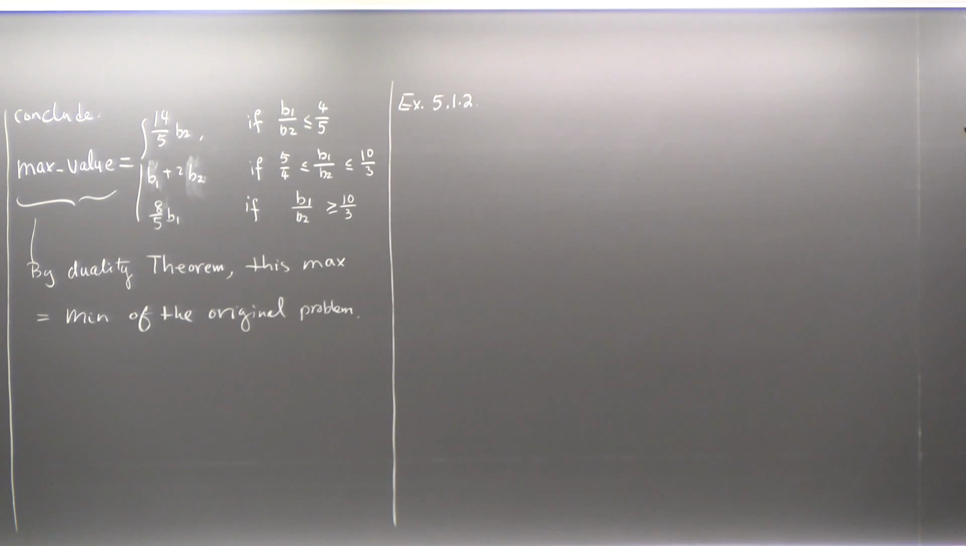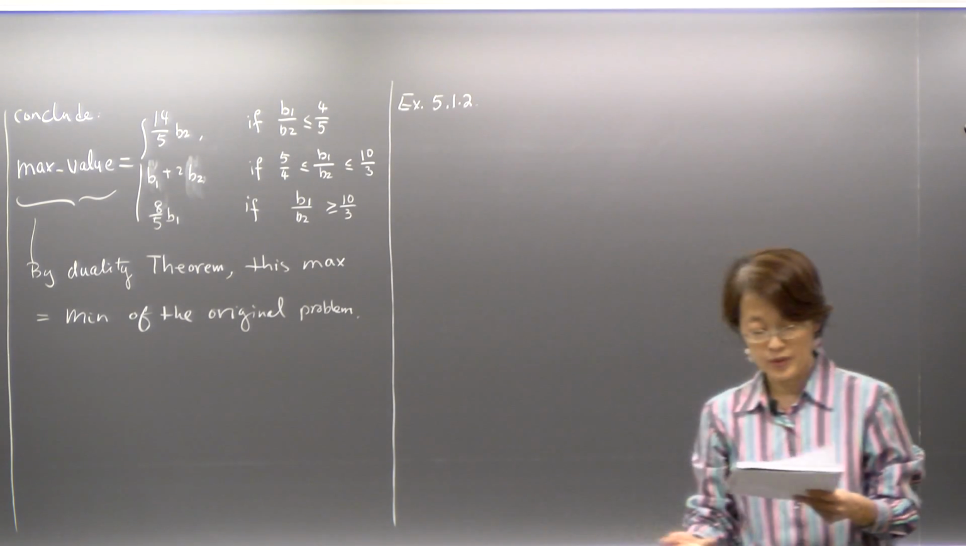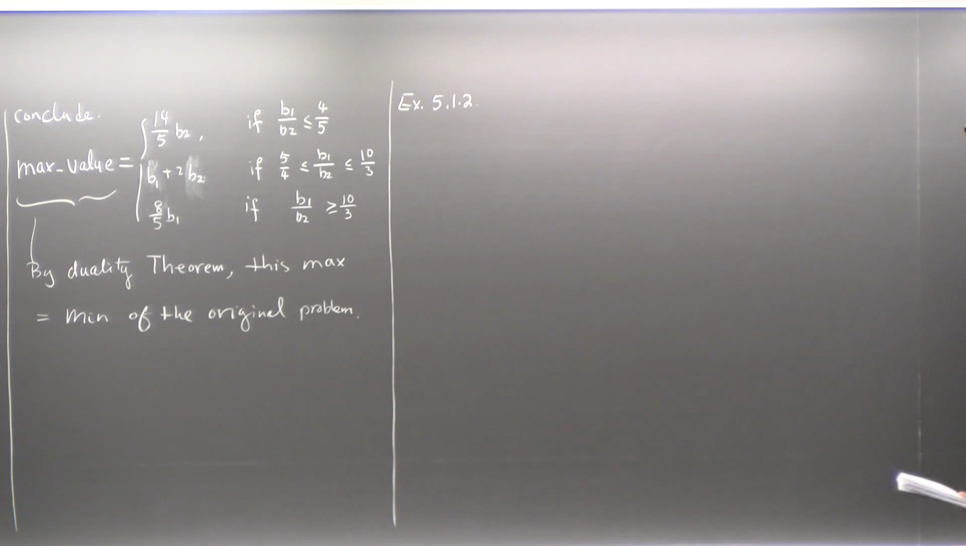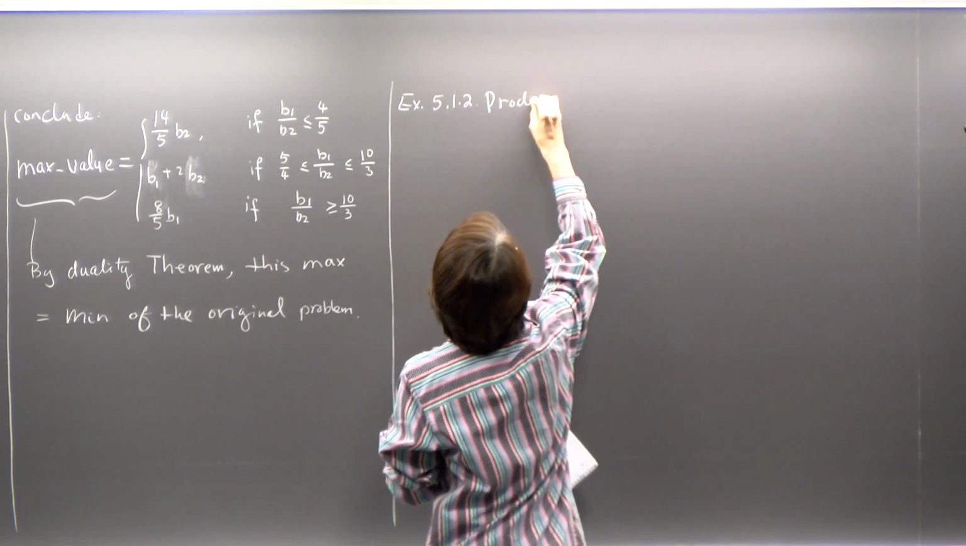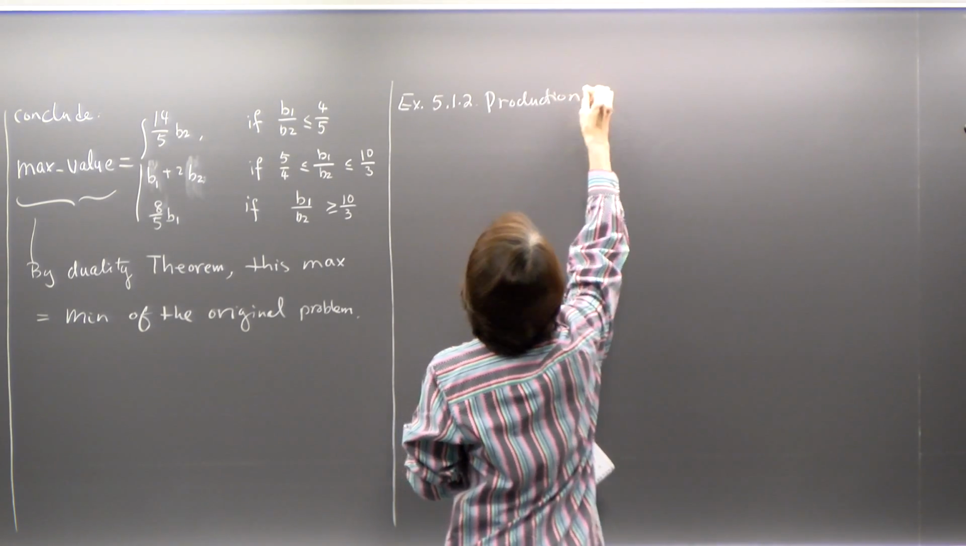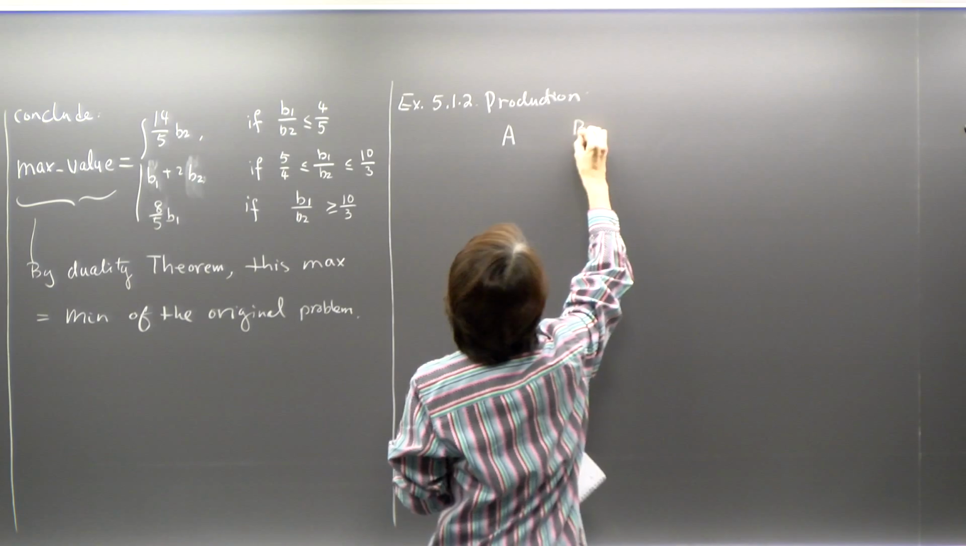Okay, let's represent this as a word problem again. So it's a production problem. You want to produce 2 products. So let's quickly set this up. So production problem, I need to produce 2 products, A and B.